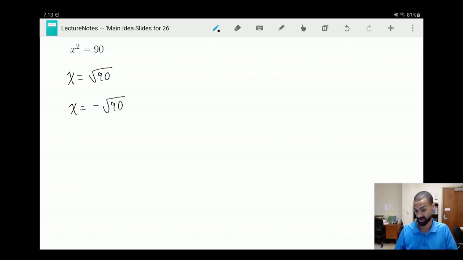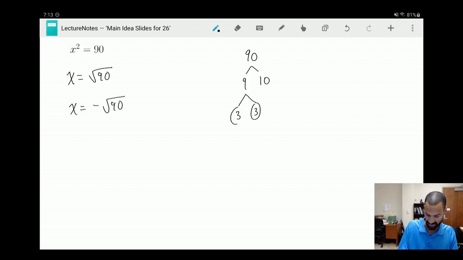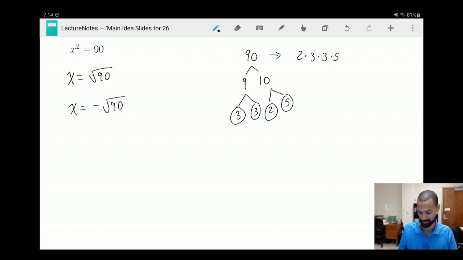So what do we do with that? Well, we need to simplify it if we can. So let's talk about that. If I take 90 and break it up, 90 is the same thing as 9 times 10. Okay? 9 is the same thing as 3 times 3. There's my prime factorization there. 10 is the same thing as 2 times 5. There's my prime factorization there. So 90 is actually the same thing as 2 times 3 times 3 times 5. If I multiply that together, it equals 90.